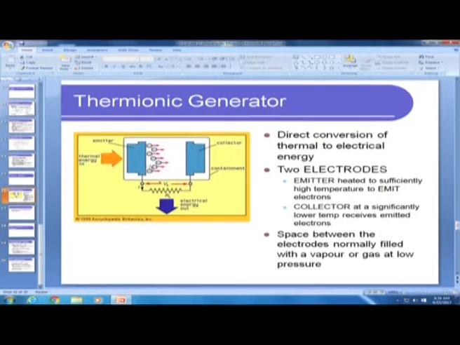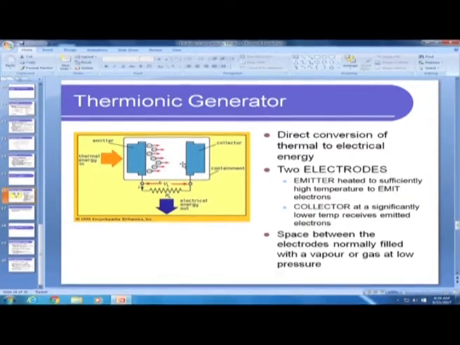So, we have thermal energy in, and this is inside a container with a small gap, which is also exaggerated here. There are two electrodes. One is the emitter, which is sufficiently heated to a certain temperature so that it emits electrons, and the collector is at significantly lower temperature so that it receives the emitted electrons, and as the emitted electrons get collected on the collector surface, it gives up heat. But because of the movement of electrons, a potential difference is created between the emitter and collector, and if you connect a load across it, the electrons from the collector will now travel back to the emitter through this external load.